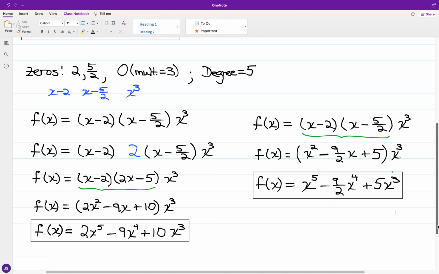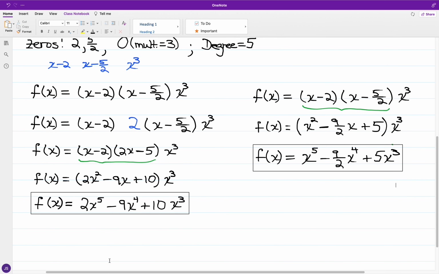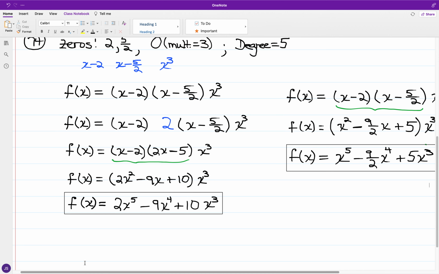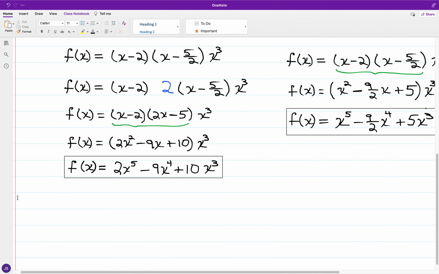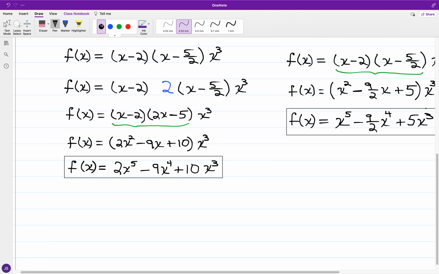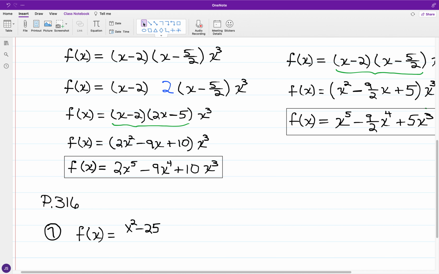Now in the crossover, going back to working with rational functions, on page 316, looking at domain and vertical asymptotes. Now we're going to cross over to looking at other types of asymptotes, but for what we have right now, for number 7, we have the function f of x is equal to x squared minus 25, and this is going to be all over x minus 5.